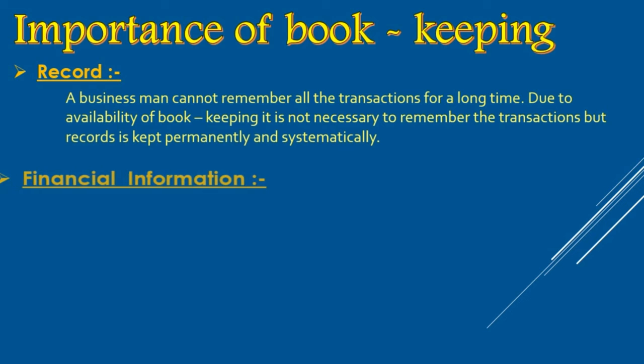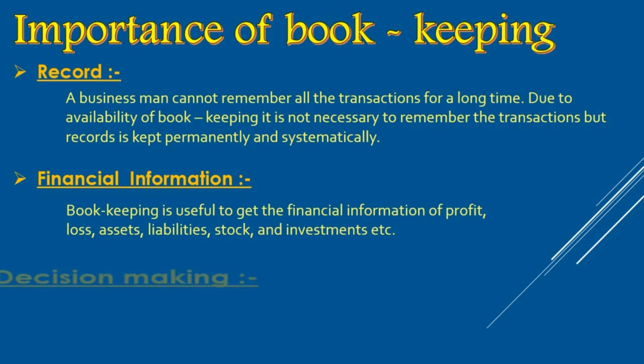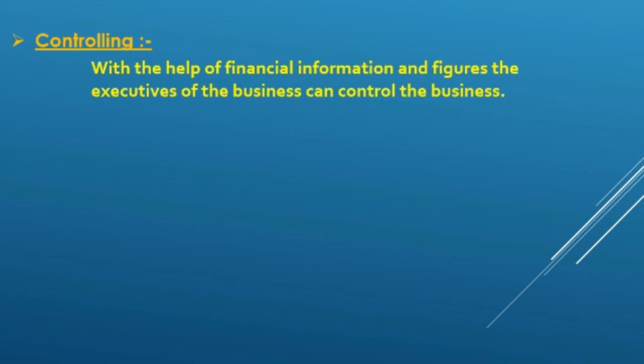Financial information. Bookkeeping helps us to get financial information such as our profit earned or loss incurred, our assets and liabilities, stock at the end of the year, and how much investment we have. Bookkeeping is also important for business decisions. Next is controlling, which helps in controlling the activities which are not productive.